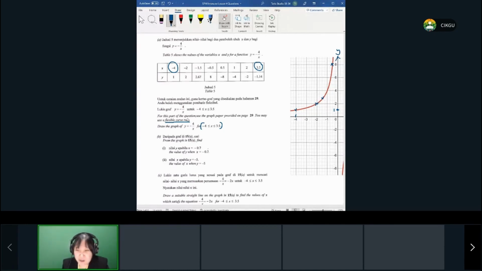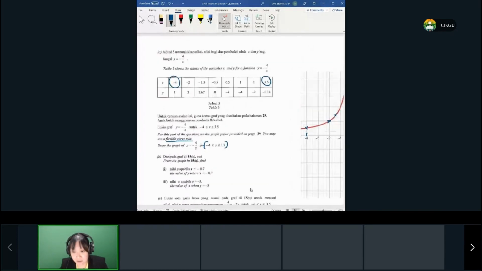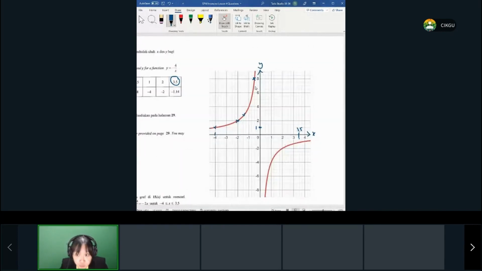I don't know, it didn't work for me. So I actually go freehand like that. But make sure, of course, I'm sure your teacher told you guys also, right? These type of questions, they are very particular on the smoothness of the graph. It must be very smooth.